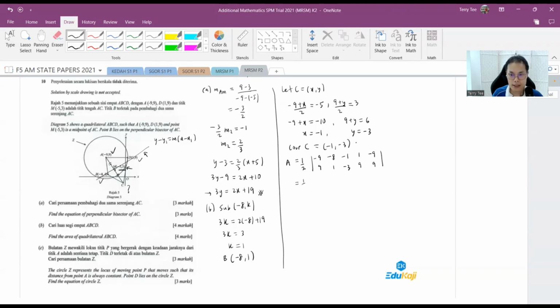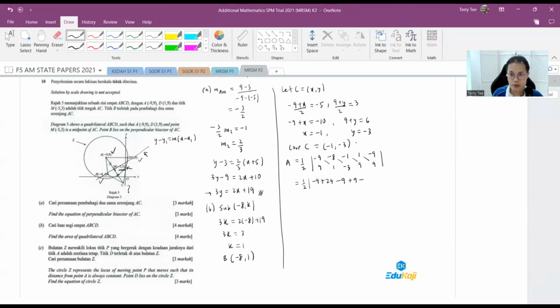Now let's multiply this down. Remember, this method, you're going to multiply downwards diagonally. So this is -9. Yep. Plus -9 times 1 is -9. -8 times -3 is +24. -1 times 9 is -9 again. 1 times 9 is +9.